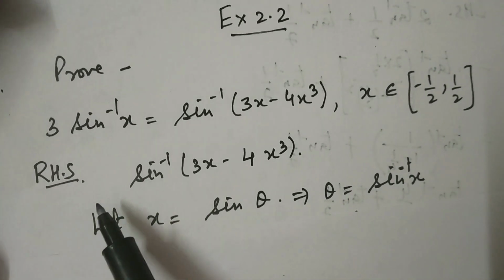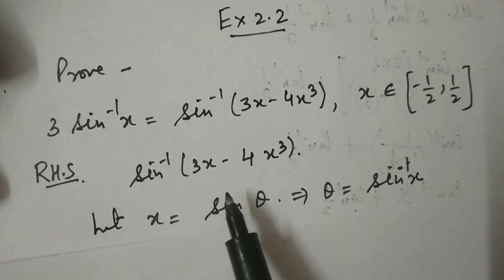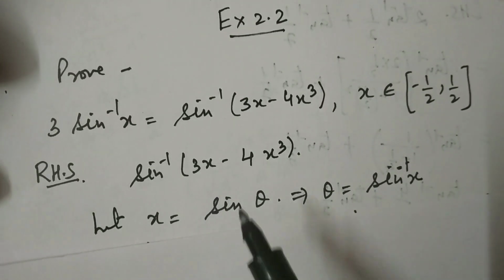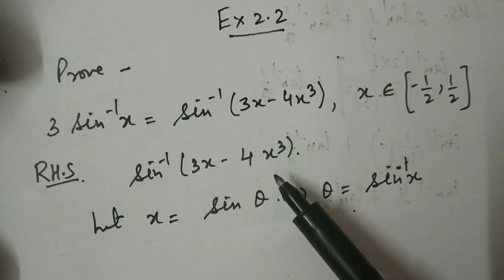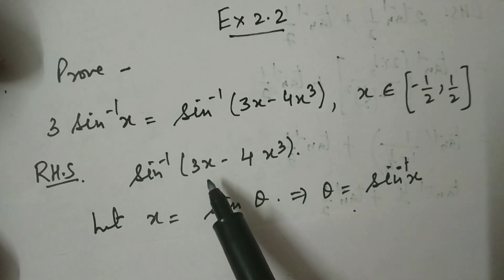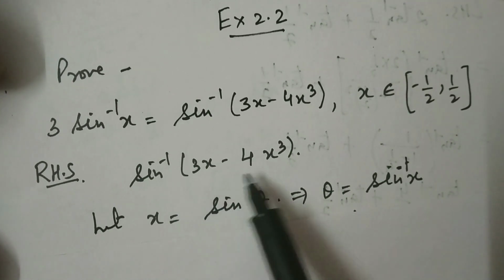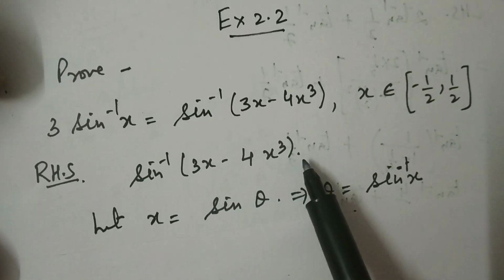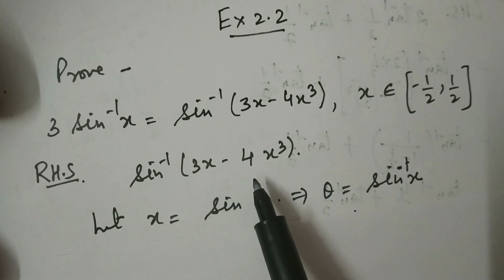So the RHS, let me take it here. First I need to analyze in these questions whether, assuming x equal to some trigonometric function, there is any formula occurring. So here, if I take x equal to sine theta, I will have 3 sine theta minus 4 sine cube theta. It is the formula for sine 3 theta.